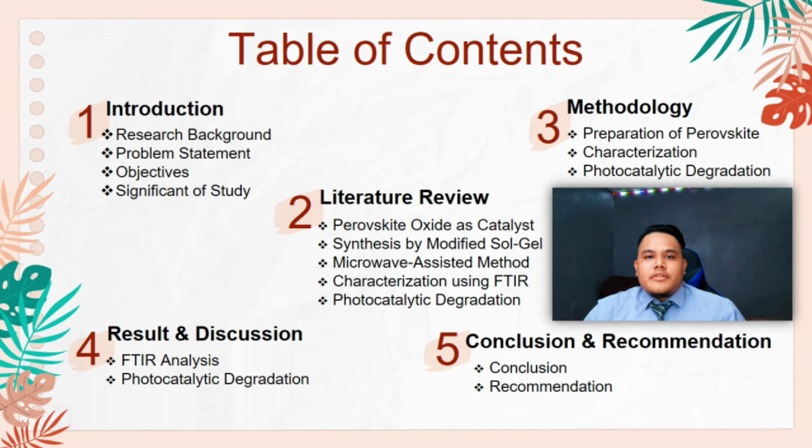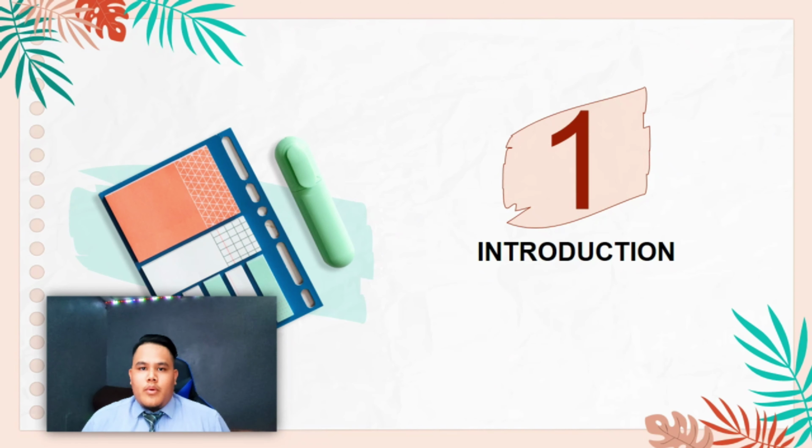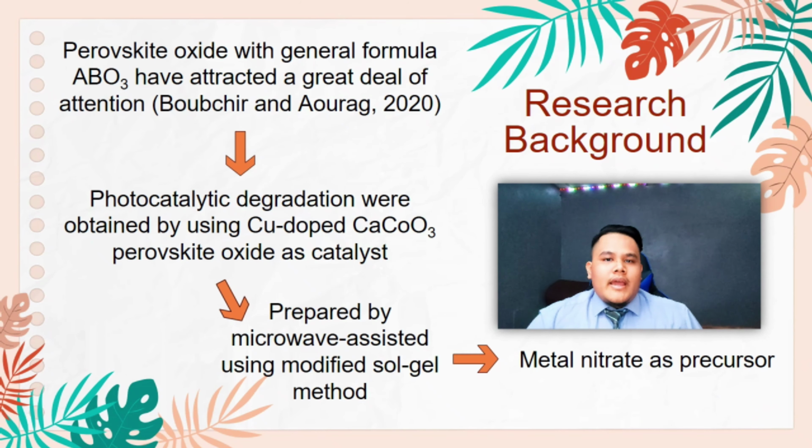The content for this video presentation consists of 5 chapters. Chapter 1 is Introduction, and we will focus on research background, problem statement, objective and significance of study. Perovskite oxide has been derived from a general formula ABO3. According to Boucher and Aurat 2020, perovskite oxide with a general formula ABO3 has attracted a great deal of attention since they can exhibit a variety of interesting physical properties from both academic and technological aspects.